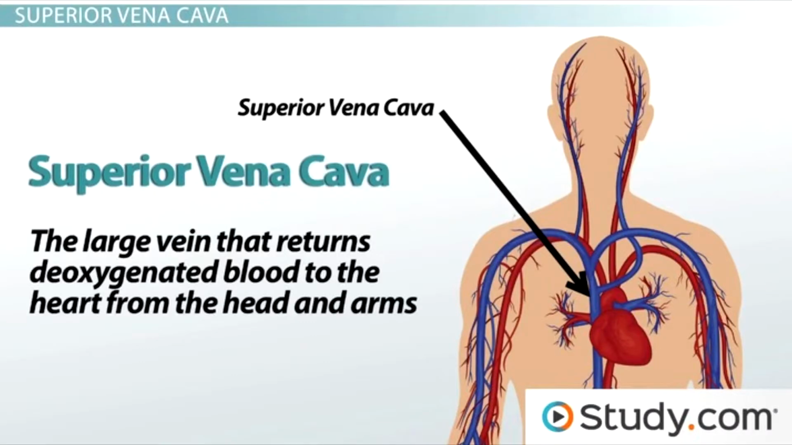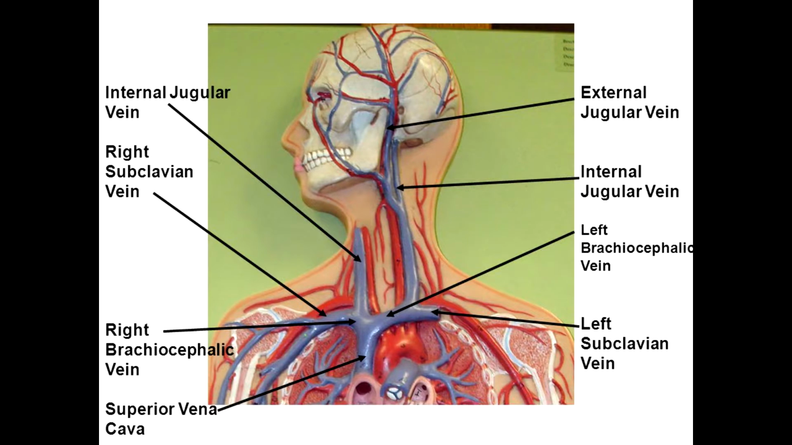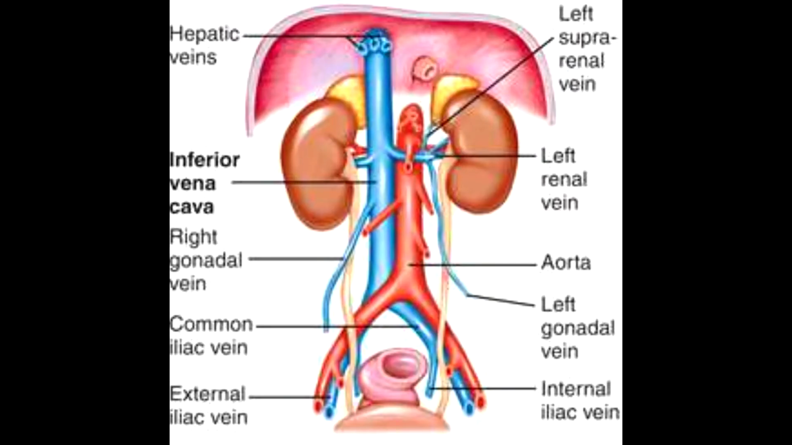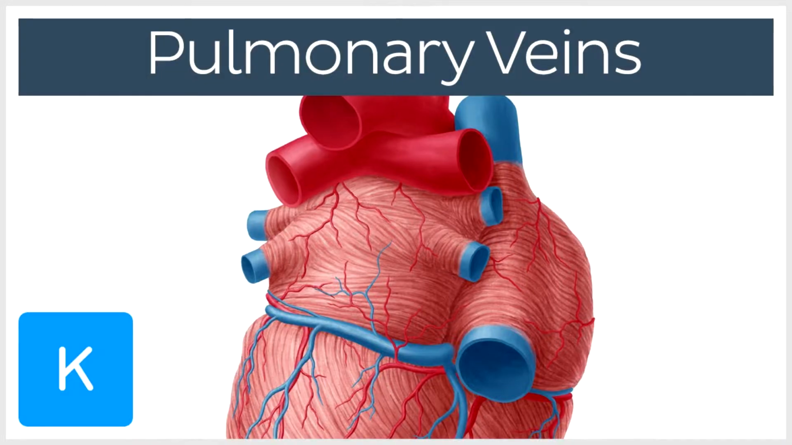The superior vena cava is formed by the union of the right and the left brachiocephalic or innominate veins. The brachiocephalic veins are formed by the union of the internal jugular vein and the corresponding subclavian vein. The inferior vena cava is formed by the union of the right and left common iliac veins. The coronary sinus results from the uniting of the small coronary veins coming from the heart muscle. The pulmonary veins result from the merging of the small veins coming from the capillary beds in the lungs.